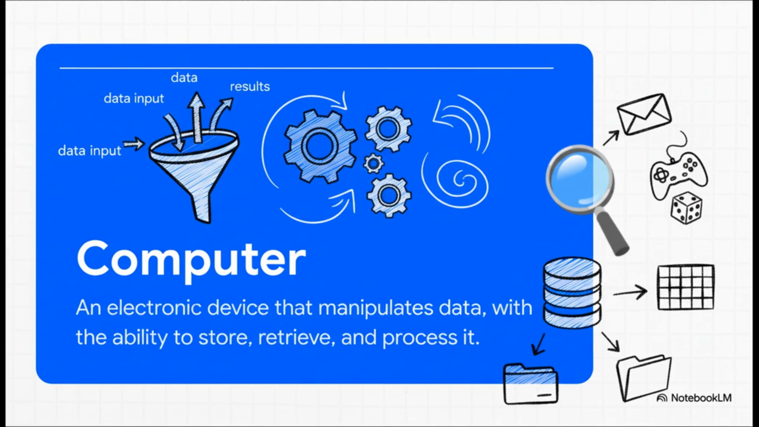Okay, so at its absolute core, it's pretty simple. A computer is just an electronic device that manipulates information. It can store it, get it back later, and process it. Whether you're sending an email, playing a game, or plugging numbers into a spreadsheet, it's all about taking in data, doing something with it, and spitting out a result.